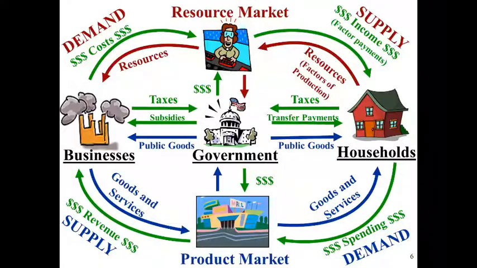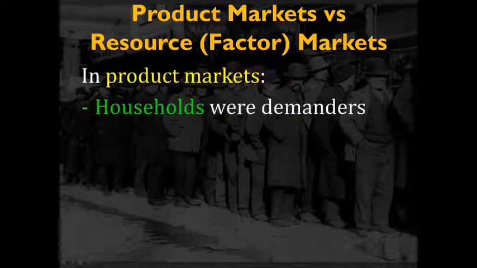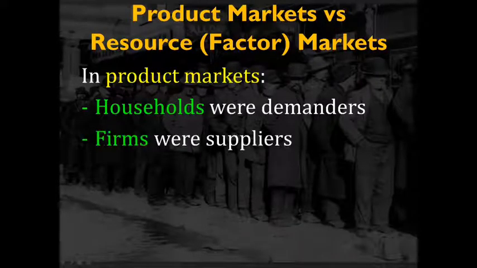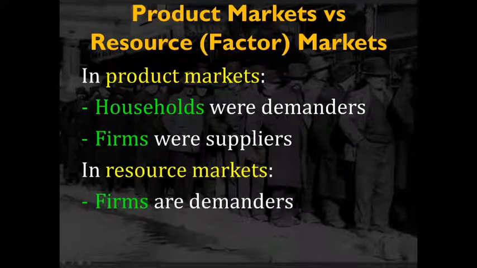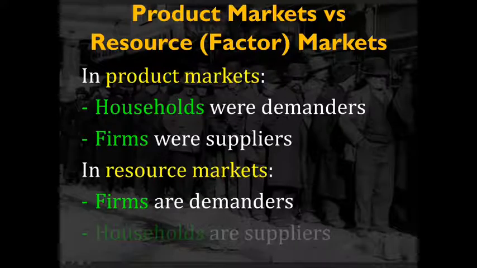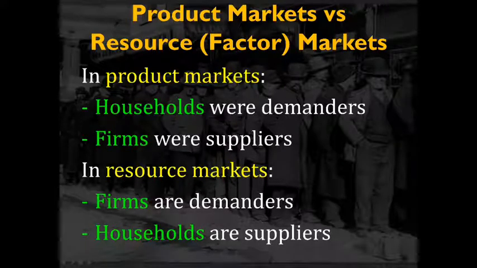So if you remember, here is the circular flow of economic activity, and you can see where the resource market is. It is in the middle, and you can see that on the resource market, firms will demand resources, households supply resources. So just as a recap, in product markets, households were the demanders, firms were the suppliers. In resource markets, firms are now demanding resources from the households who are now the suppliers.